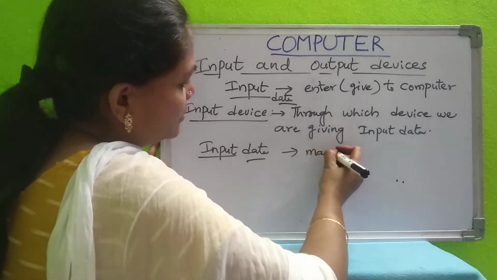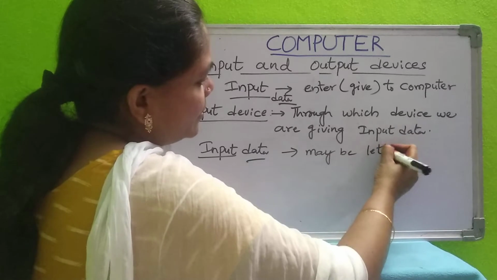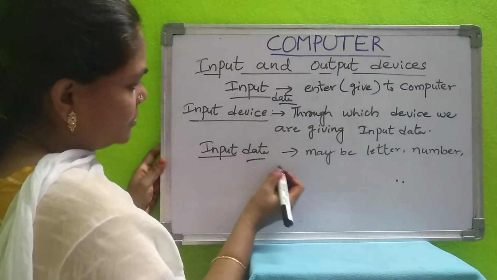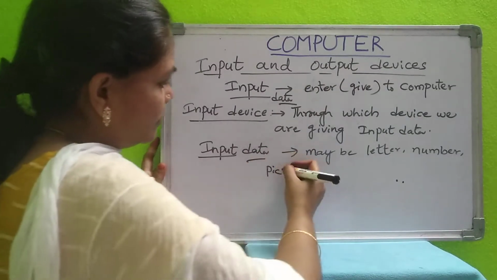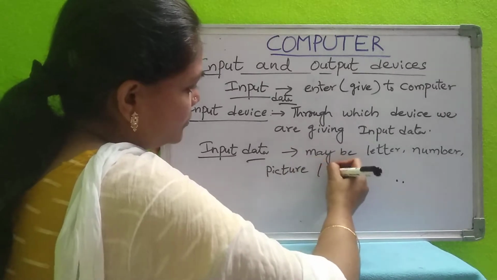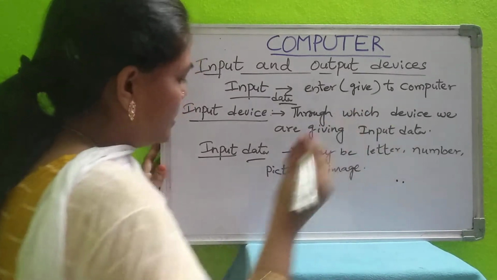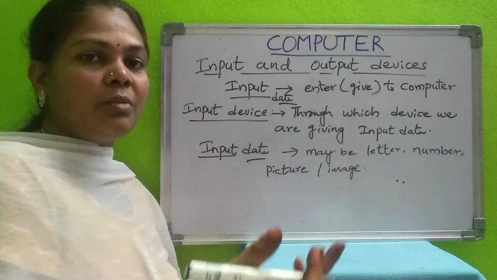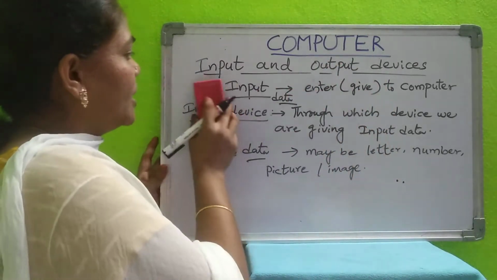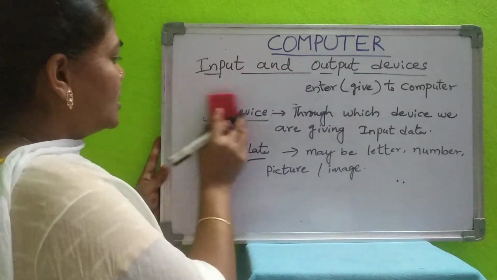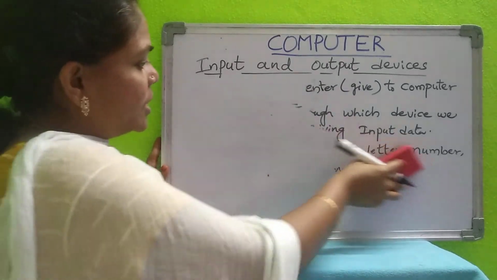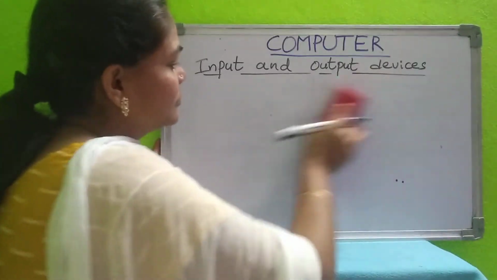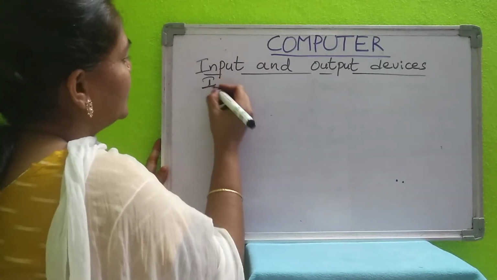This input data may be a letter, a number, or any picture, image, or photograph. All these are called input data. Whatever you enter or give to the computer is called input data. So now we will see what the input devices are. Through how many devices can we give the input data? That we will learn now. So, input devices.